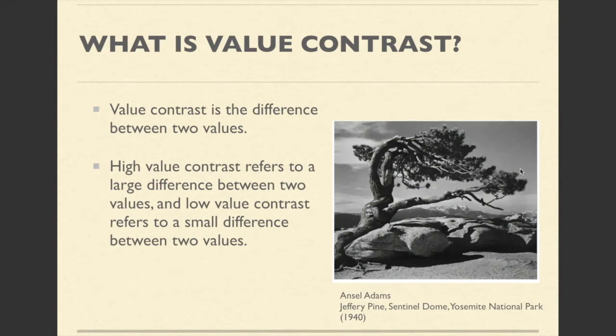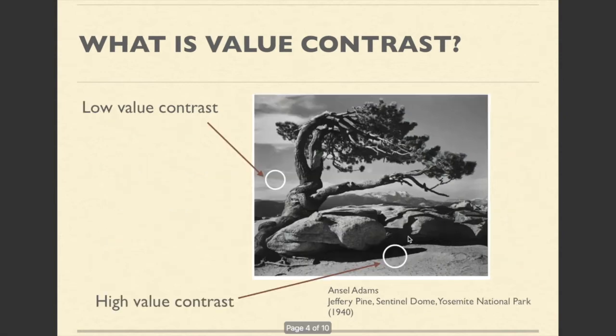What is value contrast? Contrast has to do with difference. So value contrast has to do with difference in value, the difference between two values. So an area of high contrast is evident right here between this cast shadow and the ground. So large difference in value. Now the difference in value between the cloud and the sky is low. It's low value contrast or lower value contrast.